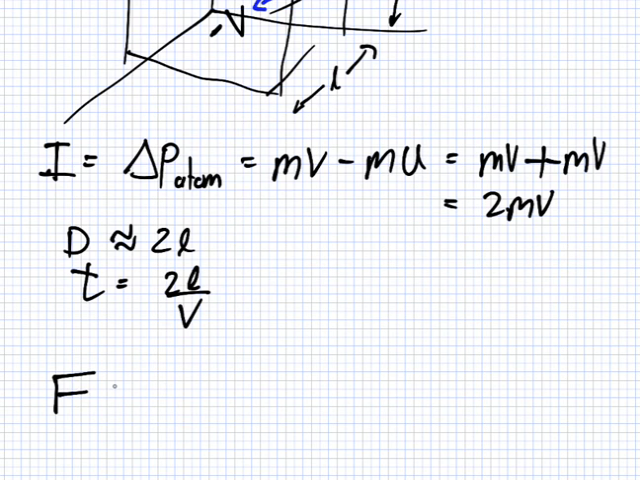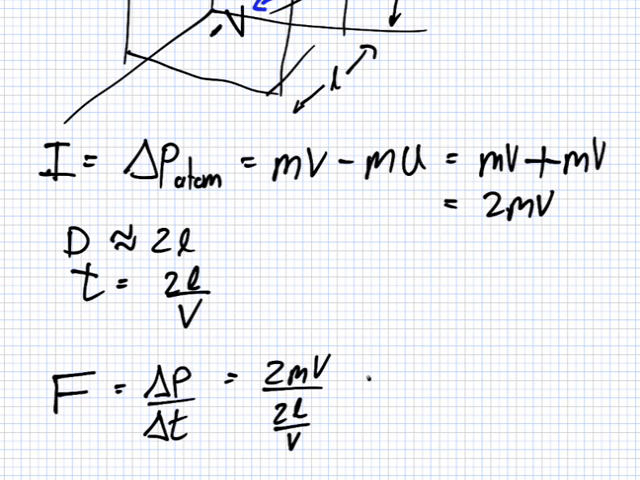Okay, what's the force? Do you remember that we said force is the rate of change of momentum, the change in momentum divided by the time? When the particle hits the wall, that's a little force. So the change in momentum is 2mv, and the time is 2L over v. So the 2's cancel, and we get mv squared over L. Yes, that's right.